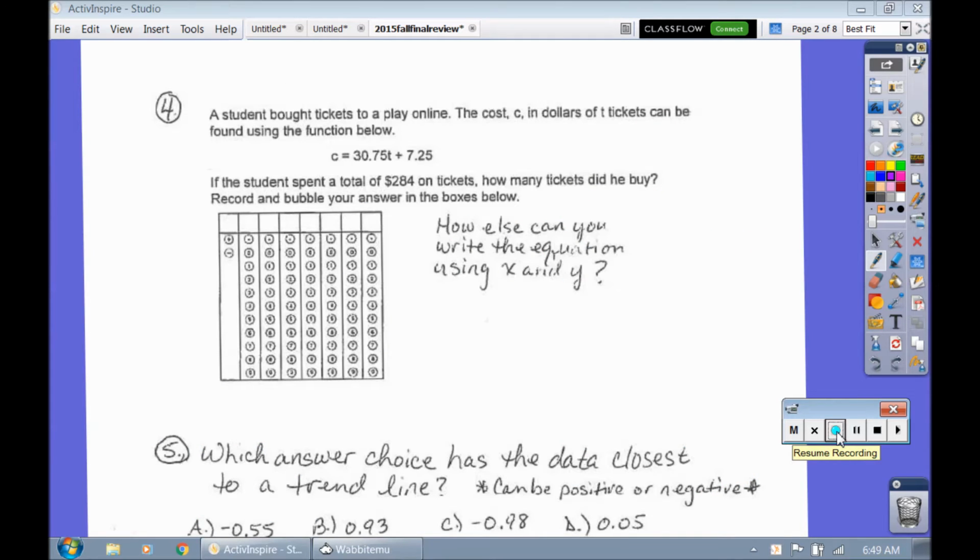A student bought tickets to a play online. The cost, C, in dollars of T tickets can be found using the function below. If the student spent a total of $284 on tickets, how many tickets did he buy?